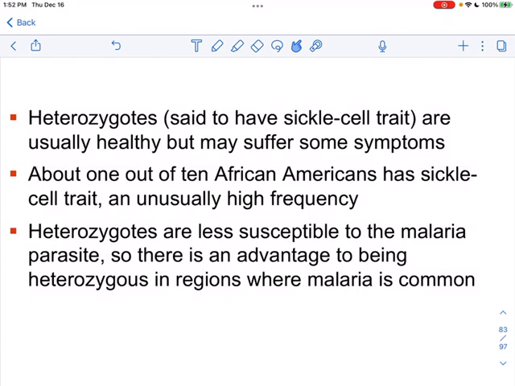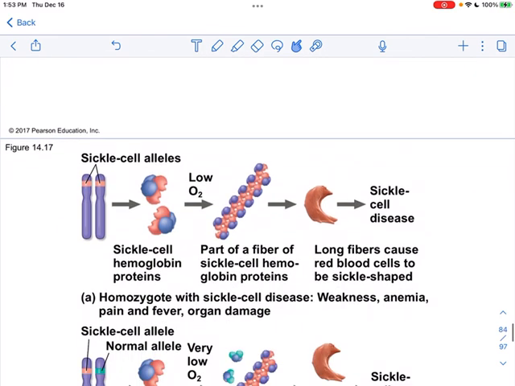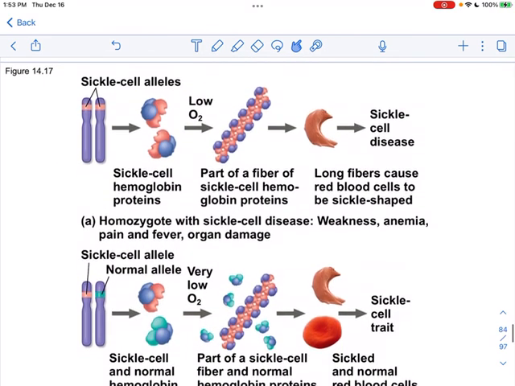But it also turns out that heterozygous individuals are far less susceptible to contracting malaria than homozygous dominant individuals, people with normal hemoglobin. So we find that in African Americans, especially because of the high frequency of malaria on the African continent, this allele has been maintained in the population. Even though sickle cell is lethal and it typically ends up killing the individual, we still have a high incidence of the sickle allele because of its ability to provide some immunity from malaria.